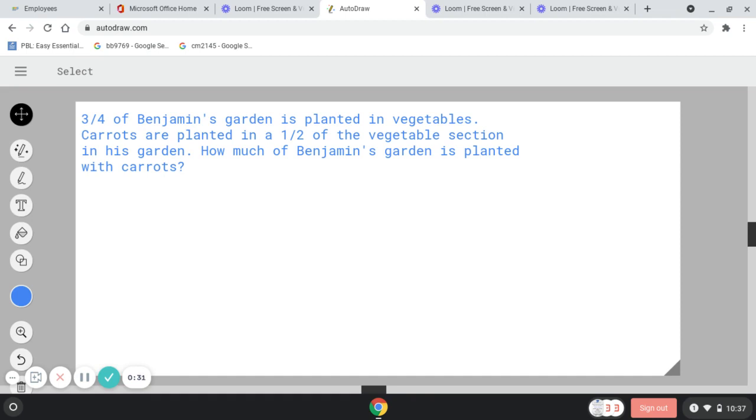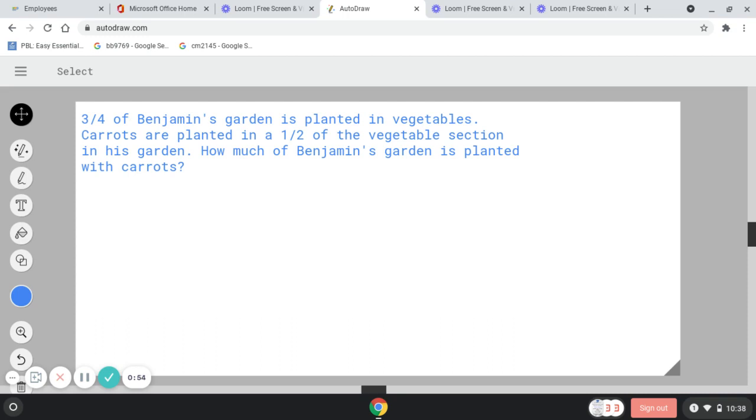And after I finish reading the problem, as usual, I want you to start thinking about what is the situation in this problem? What is actually happening in this problem? Okay? So I will begin. 3/4 of Benjamin's garden is planted in vegetables. Carrots are planted in a half of the vegetable section in his garden.